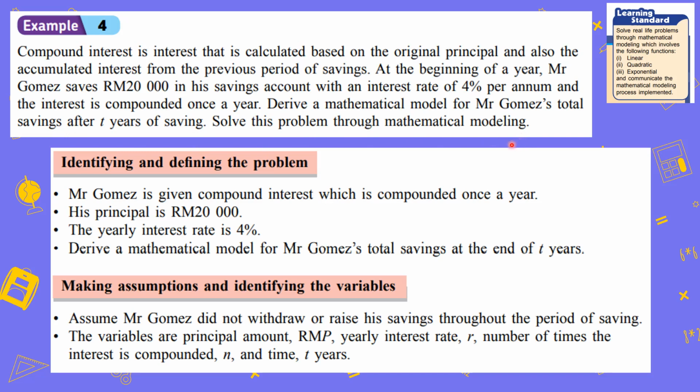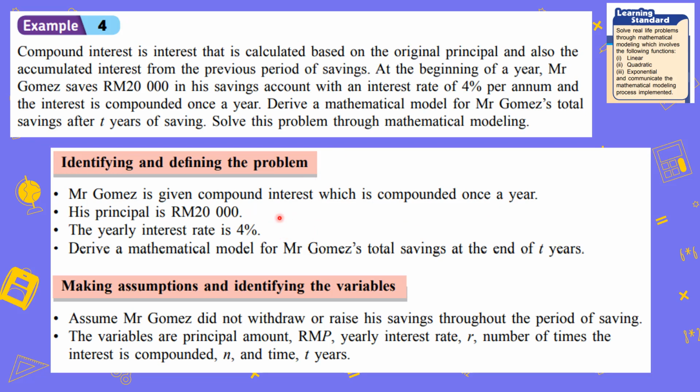So again, using mathematical modeling, we need to do it step by step from the first component until the sixth component. And actually, we have learned this in Form 3 about compound interest, if you can still remember. So let's look at how we do the mathematical modeling to solve this problem. First component, to identify and define the problem. Mr. Gomez is given compound interest, which is compounded once a year, and his principal is 20,000, and the yearly interest rate is 4%.